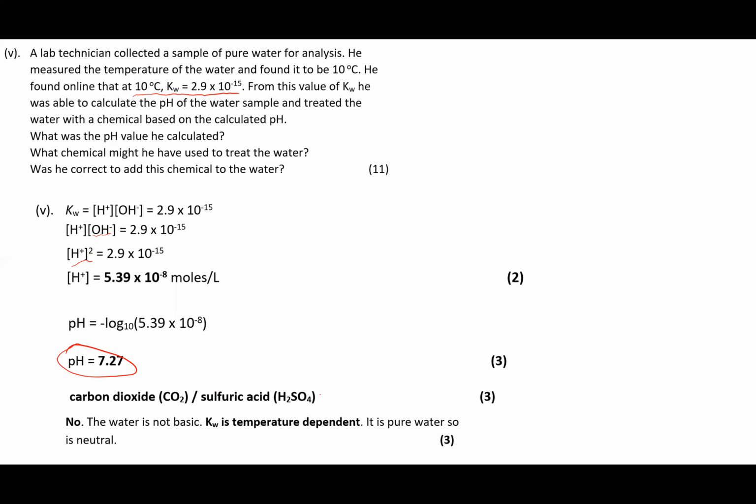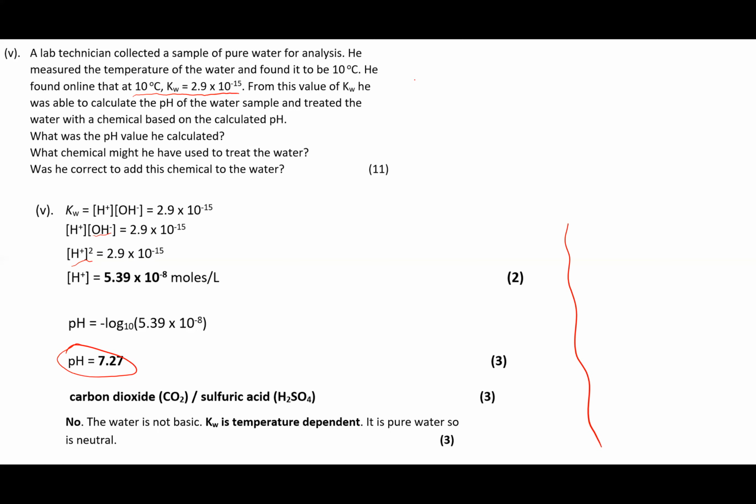But what the lab technician might have been tempted to add was some carbon dioxide or sulfuric acid to lower the pH. But again, the same reason. So this solution is in your marking schemes. This should have been the question. It wasn't. So the previous slide is the marking scheme you will go by. But I just wanted to show you this as a teaching tool, really, just to see what the question and answer should have been.